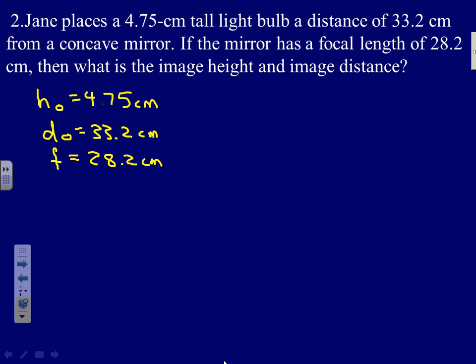1 over DI plus 1 over DO is 1 over F. I've got F and I've got DO. So 1 over DI plus 1 over DO is equal to 1 over F. Again, calculators need to be out. Again, the key to doing these is to know how to use the inverse button.